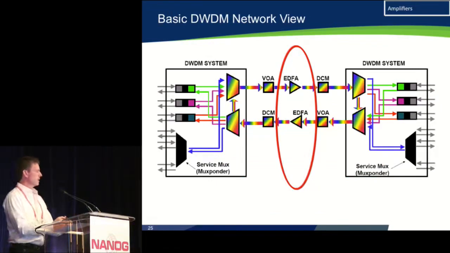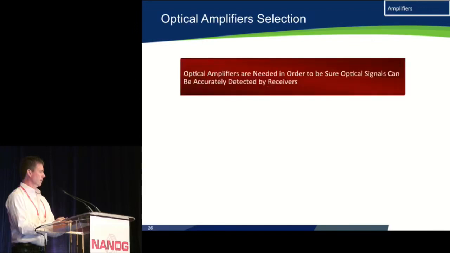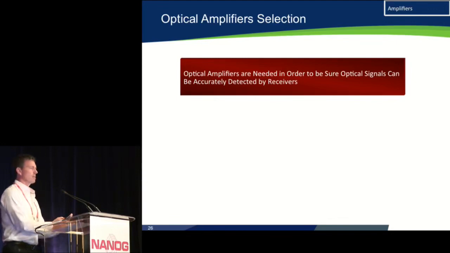So out of the MUX-DMUX, it goes into an amplifier. Here I'm showing an EDFA amplifier. What an amplifier does is quite simple. It takes an optical analog signal in and amplifies the amplitude. Similar to your home stereo or your iPod, you turn up the volume, you can increase the amplitude of the signal.